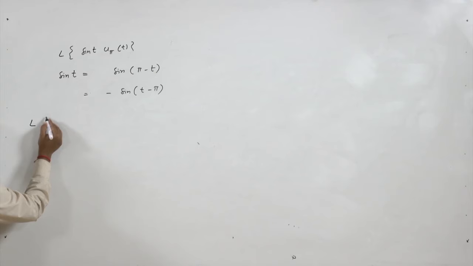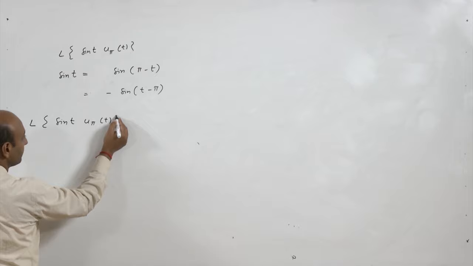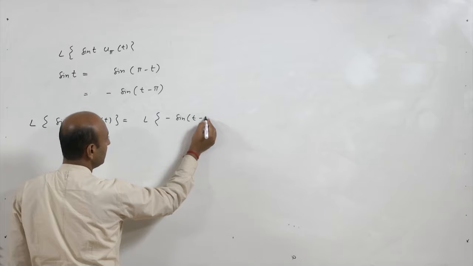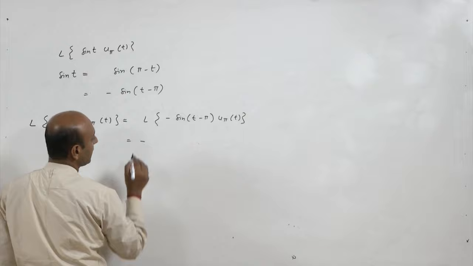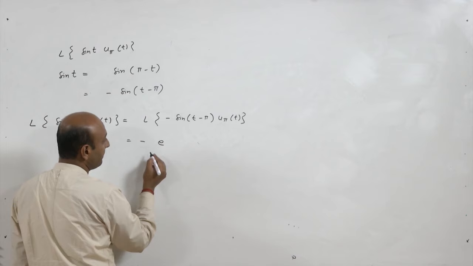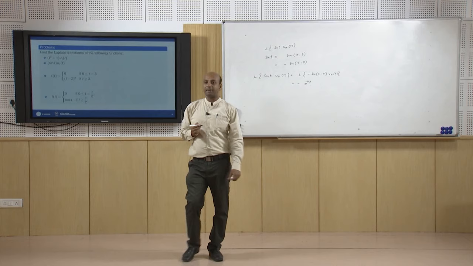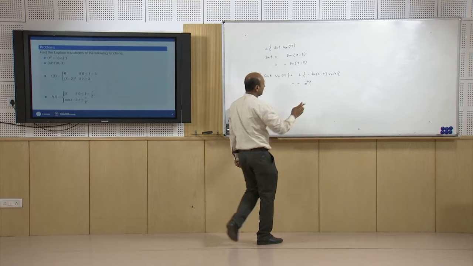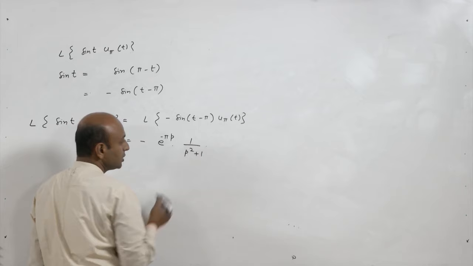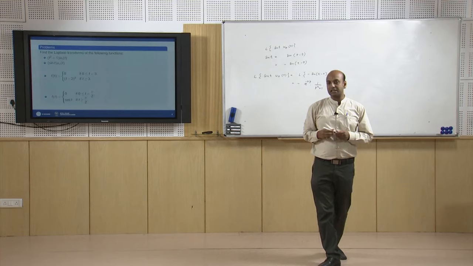Now the Laplace of sin t into u_pi(t) is nothing but the Laplace of negative of sin(t minus pi) into u_pi(t). The negative can come out. And by the second shifting property, it is nothing but e to the power minus ap, where a is pi, so e to the power minus pi p, into F(p). F(p) is the Laplace transform of f(t), here f(t) is sin t, so the Laplace transform of sin t is 1 upon p square plus 1. So that is how we can find the Laplace transform of this function.